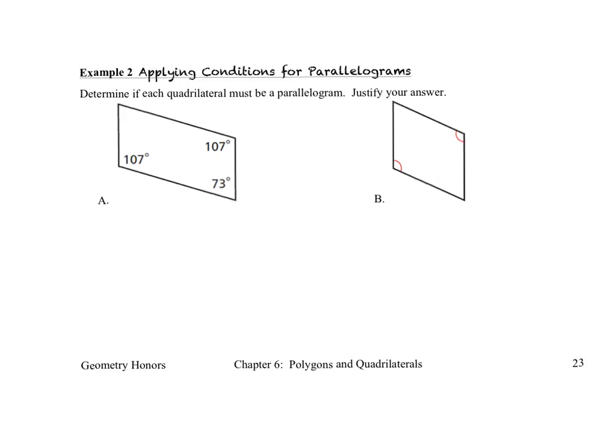So in example 2A, we have consecutive angles are supplementary. Let's just abbreviate, consecutive angles supplementary. So that is a parallelogram. In example B, we only have one pair of opposite angles congruent. We need both pairs to be congruent. So this is not enough information, so it's not a parallelogram. No, only one pair of angles are congruent. We needed two pairs of opposite angles to be congruent.